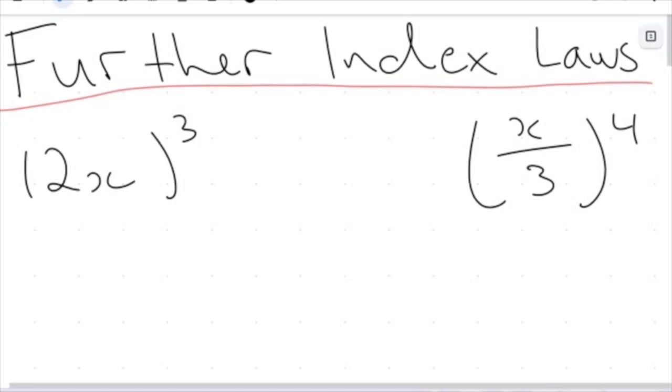Hey everyone, welcome to the start of another new topic. In this topic, we are talking mainly about indices and surds.